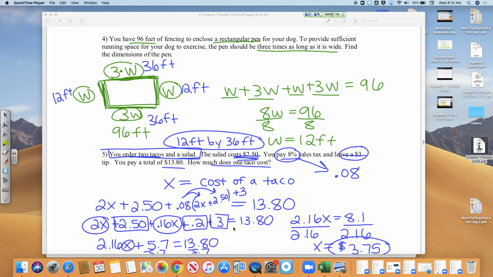And we could always check our answer by taking 3.75, multiplying it by 2, and adding that with the amount of the salad, which is $2.50, and then take the sales tax of that together. So you could take 0.08 and multiply it by the cost of 2 tacos with the salad included as well. And then add the total tip, and altogether you will have your final answer of $13.80. That was definitely a hard one though. Why don't you pause the video and try the last one on your own?